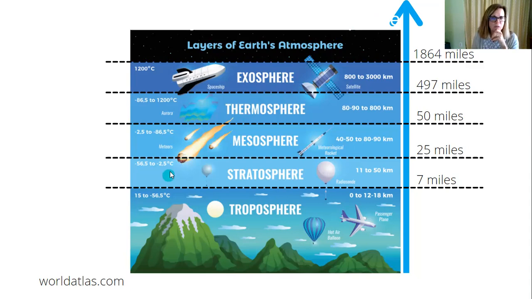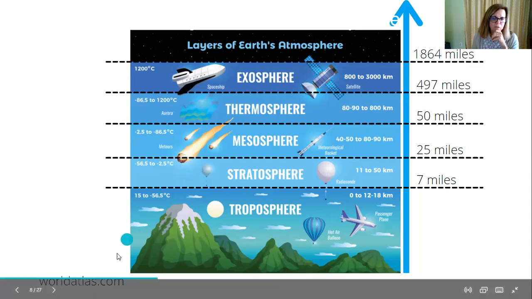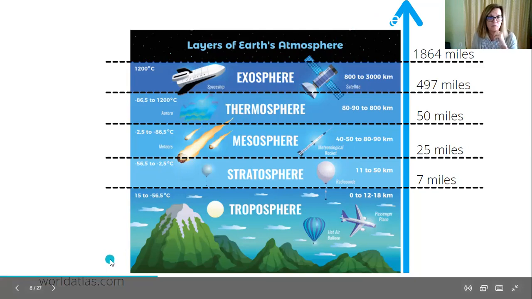Some of them get to the stratosphere, and some of them we know get all the way down to the troposphere and land on the Earth, and those are called meteorites. But most of them burn up in the mesosphere.